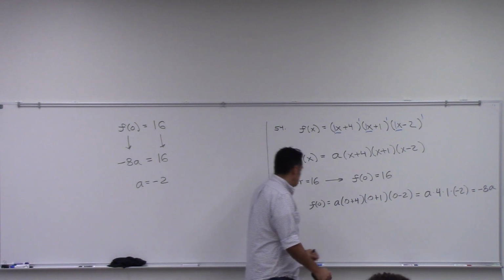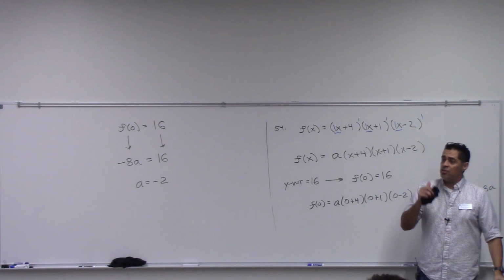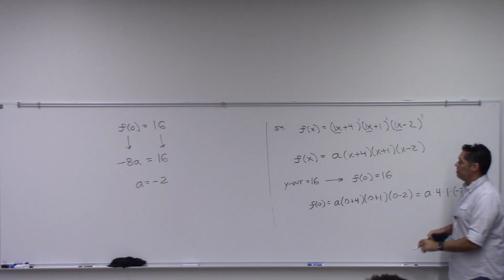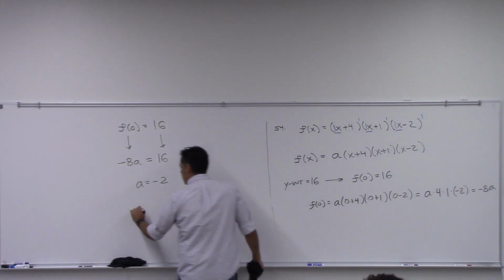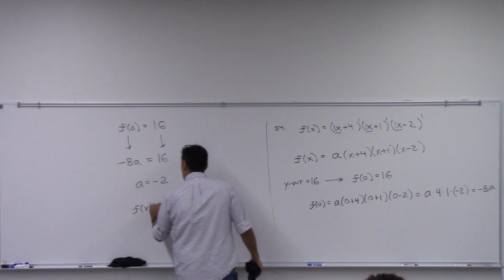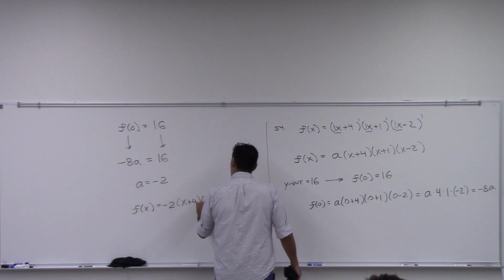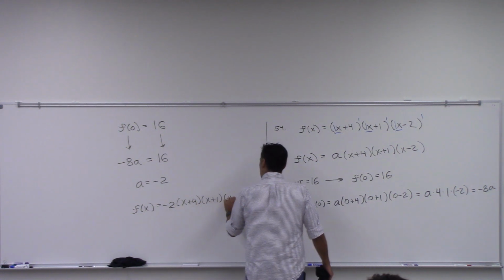And now what you've done is you've found the only function. It is unique, right? There's only one answer now. And that answer is f of x equals negative 2 times x plus 4 times x plus 1 times x minus 2.